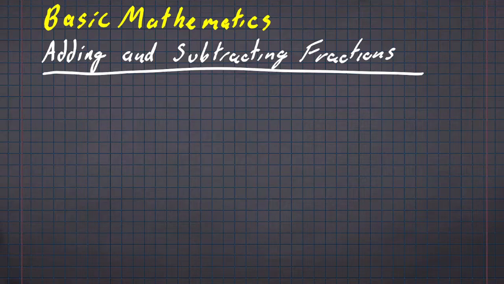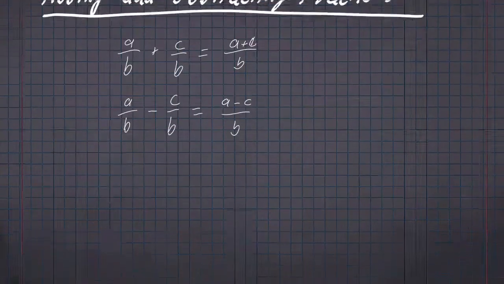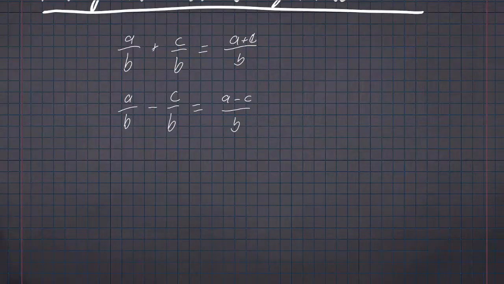The rule for adding fractions is fairly straightforward. If you have two fractions who have the same denominator, you can add them by simply adding their numerators. If you are subtracting two fractions that have the same denominator, you can simply subtract their numerators. If they don't have the same denominator, then you have to worry about trying to figure out a way to make them have the same denominator so that you can go from there.